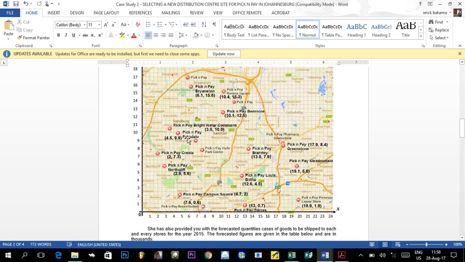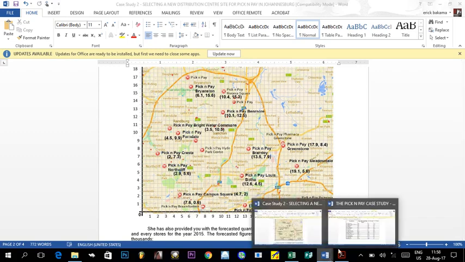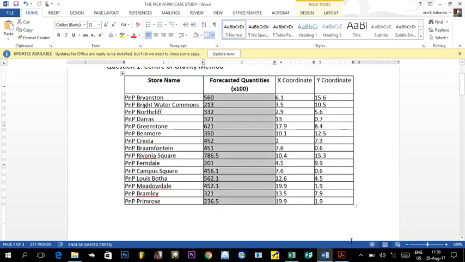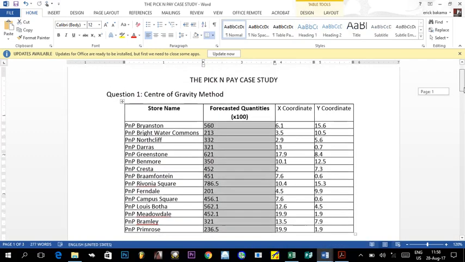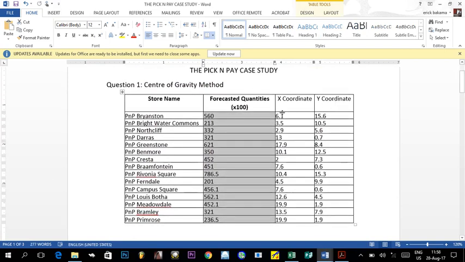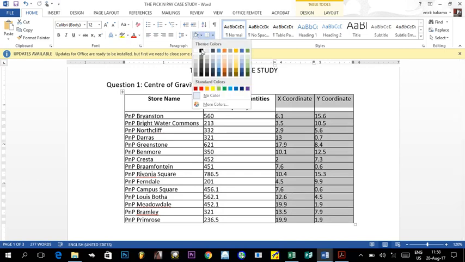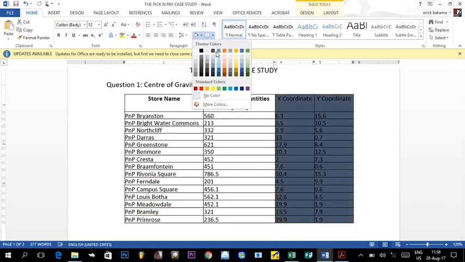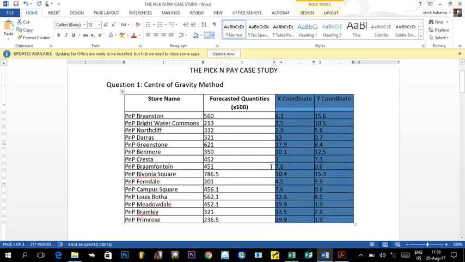The same applies, for example, to Pick and Pay Ferndale, which is 4.5 and 9.9, and so on. So we need to collect all this data and put it in this form here. Now the most important part of the center of gravity method is the coordinates here. Those are the most important part. After identifying them, the other part will be to just apply the formula.